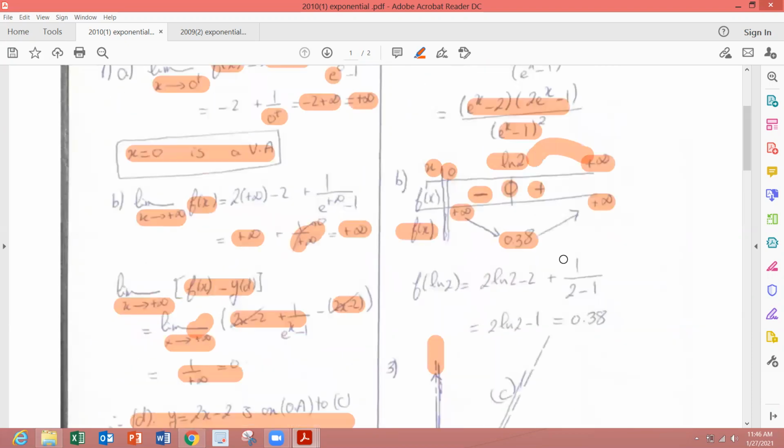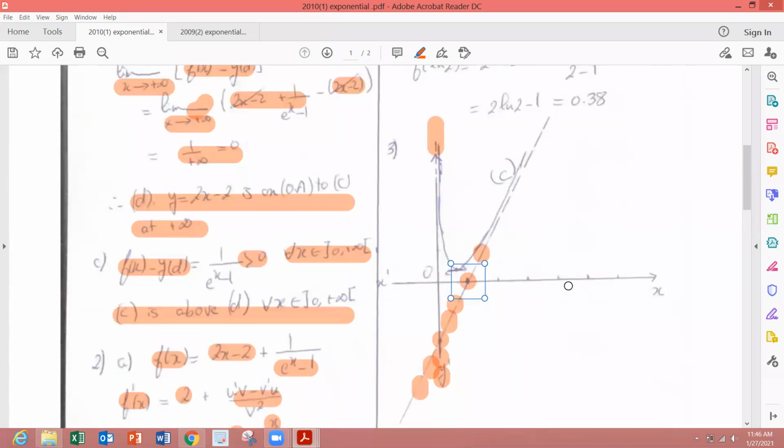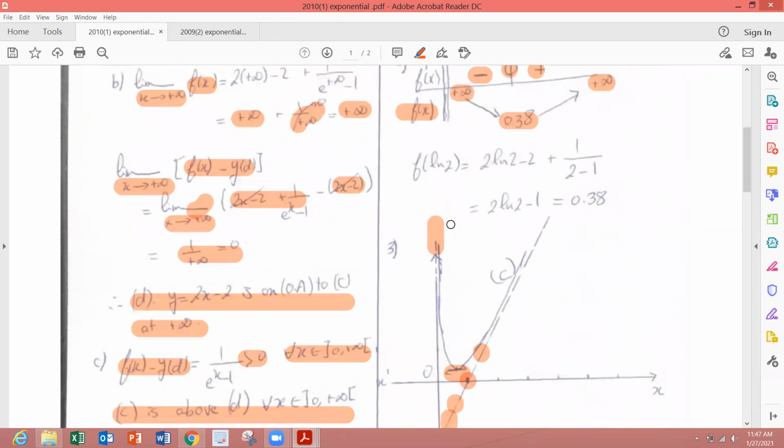Now the minimum point is ln 2, 0.38. ln 2 is about 0.7. So 0.7, 0.4 is the minimum point. Now the curve is decreasing from plus infinity near the vertical asymptote to the minimum, and goes near the oblique asymptote.